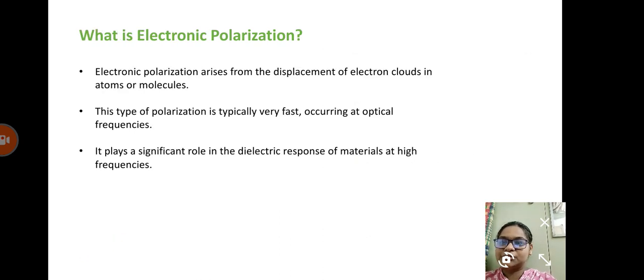What is electronic polarization? Electronic polarization arises from the displacement of electron clouds in atoms or molecules. This type of polarization is typically very fast, occurring at optical frequencies. It plays a significant role in the dielectric response of materials at high frequencies.